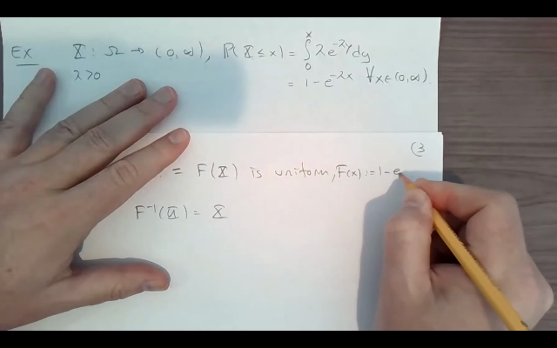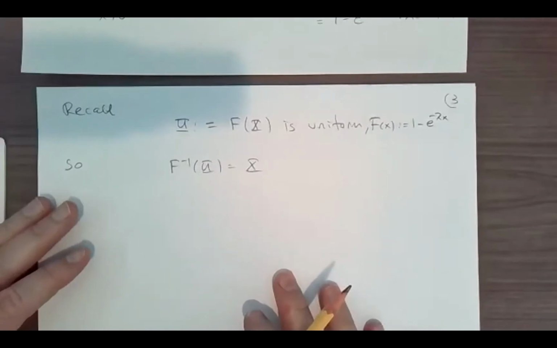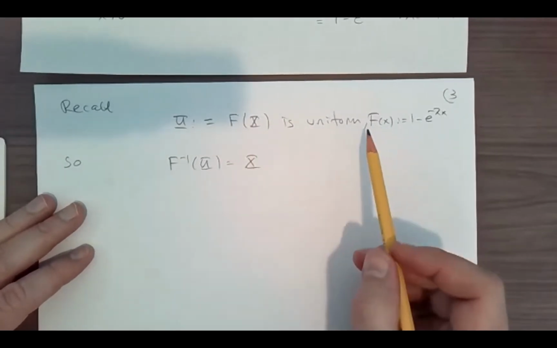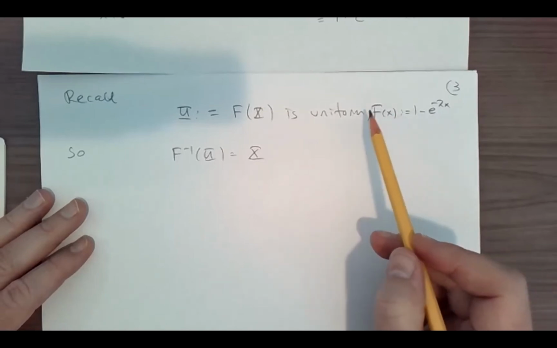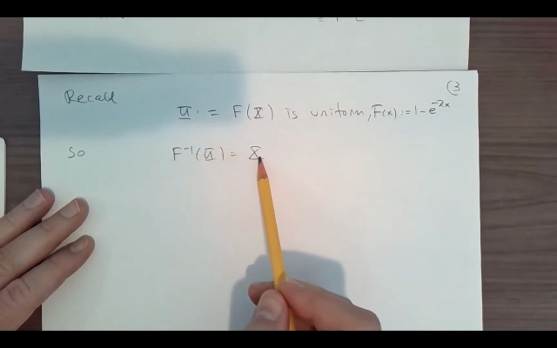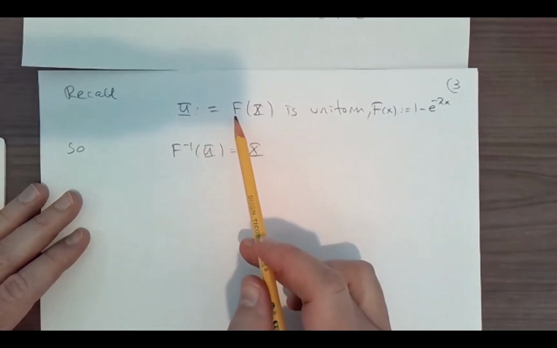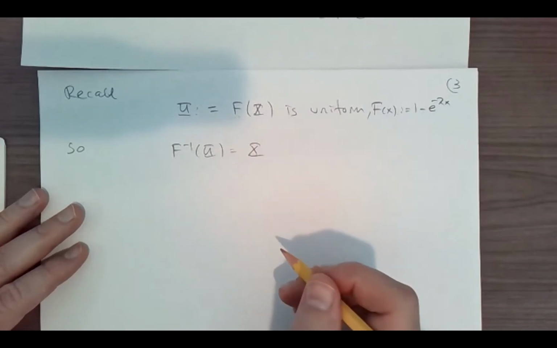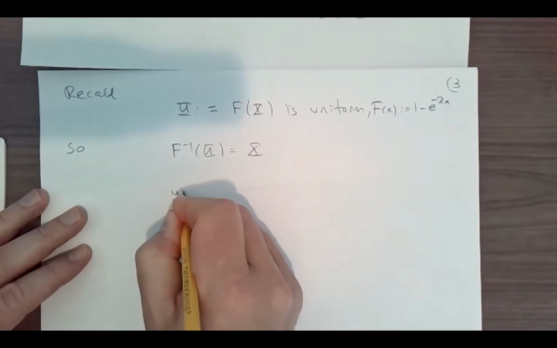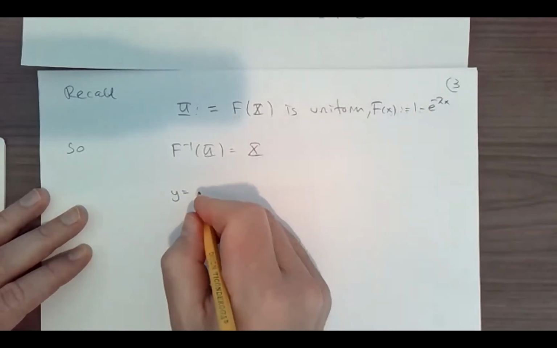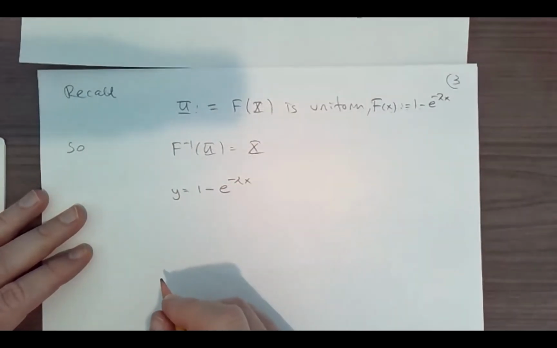This is 1 minus e to the minus lambda x. So I need this inverse. This was the probability transformation method that we had talked about. This is my distribution function for the exponential. When I take a uniform, plug it into the inverse, I get a random variable that has the distribution capital F. So I just need to invert: y is equal to 1 minus e to the minus lambda x. We need to solve for x.